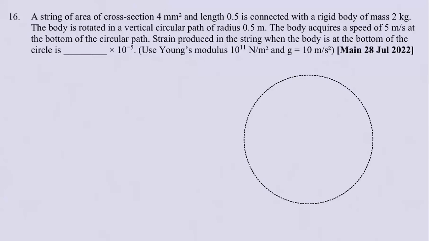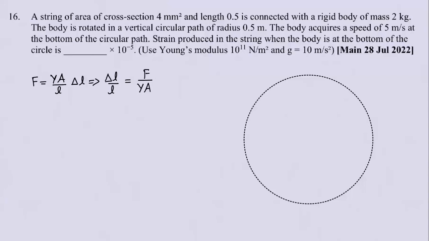The body acquires some velocity, which is given. Strain produced. So strain is what? Tell me, delta L by L. Anyway, strain can be calculated by using this also. Instead of delta L by L, I can do one thing. I'll take F is equal to Kx, where K is YA by L into delta L. So I want delta L by L, the strain, right? That is equal to F by YA. And Y is given, area is also given there. It's not a problem. The only thing is F.